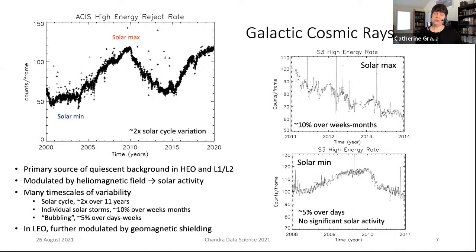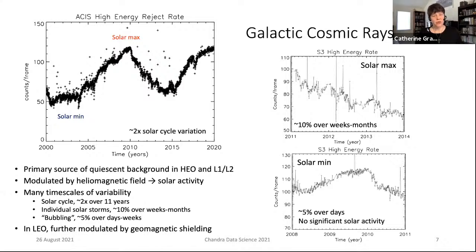The primary source of quiescent background in high Earth orbit and at L1 and L2 is galactic cosmic rays, primarily protons, but also electrons and helium ions and various other things. The large plot in the upper left shows a measure of the quiescent background on Chandra ACIS S3 throughout the entire 21-year mission. You can see there's variability on a number of different scales. The quiescent background is modulated by the heliomagnetic field, so it's associated with solar activity. There's a long 11-year cycle, which is the sun's solar cycle, and you can see the background changes by about 2 times.